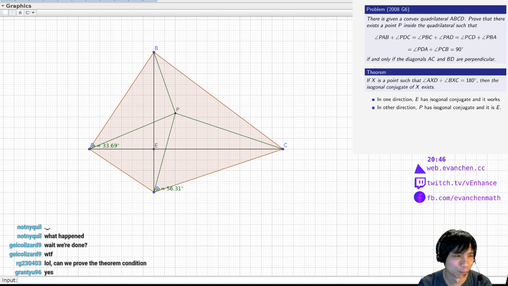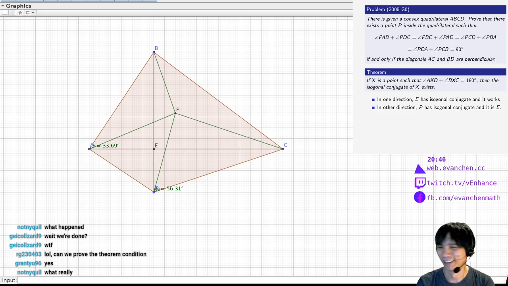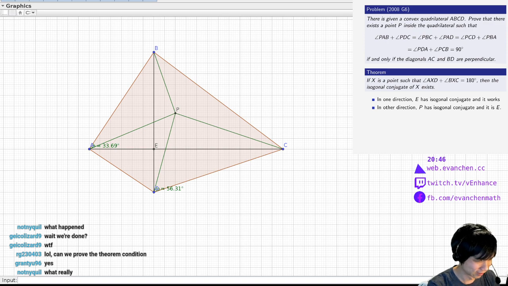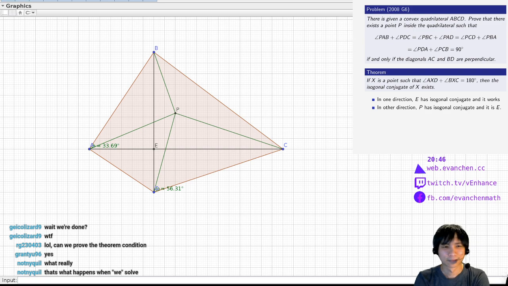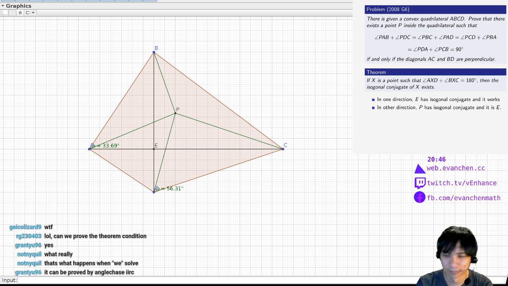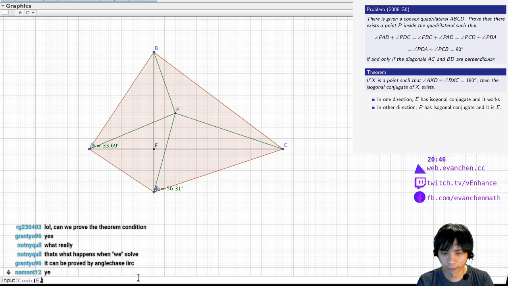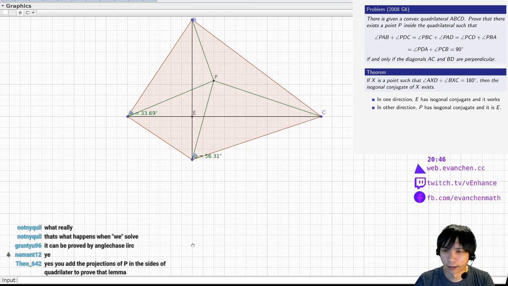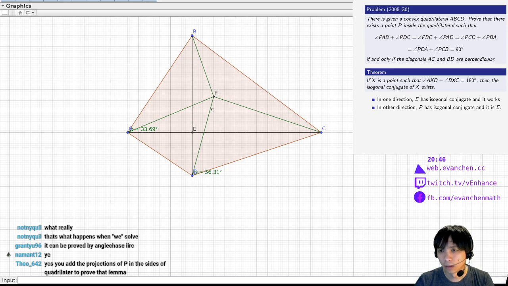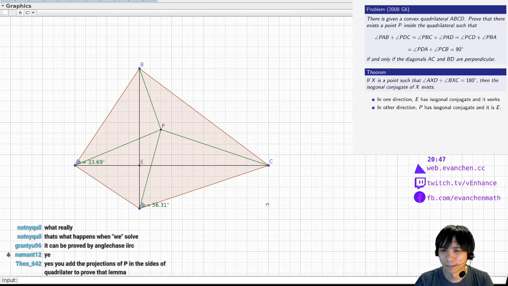Maybe I should be a good person and actually try to prove the theorem. Okay, so isogonal conjugate is equivalent to... Oh, there's a conic with foci E. How do you make an ellipse in GeoGebra? Frick. Okay, well, here's what we're going to do. We're going to use the triangle version, which I actually happen to know. Because it's isogonal... No, that doesn't... this angle... So it's an isogonal conjugate with respect to diagonals.